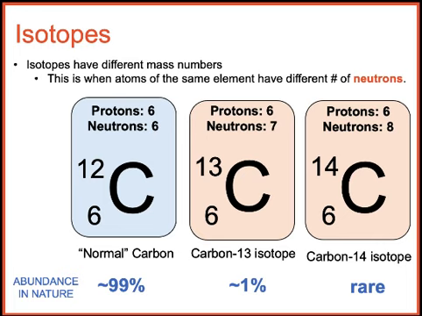And carbon-14 is even rarer. So that's what I was saying when I said the mass is an average depending on its abundance. So carbon-13 is going to account for a little bit of the weight, the average weight.